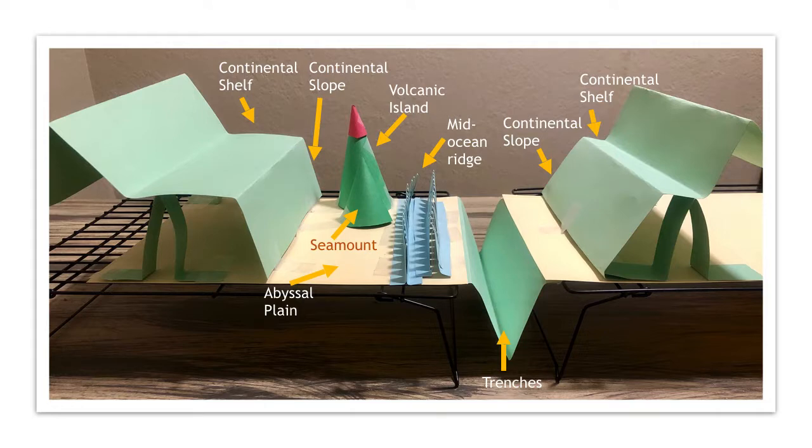So here's the diorama that I made. It's nothing fancy. We have the continental shelf, the continental slope, and it goes down to the opposite plane. We have the seamount, the volcanic island, mid-ocean ridge, trenches, the continental slope, and the continental shelf. We're going to talk a little bit more about the passive and active continental margin later on in this video.